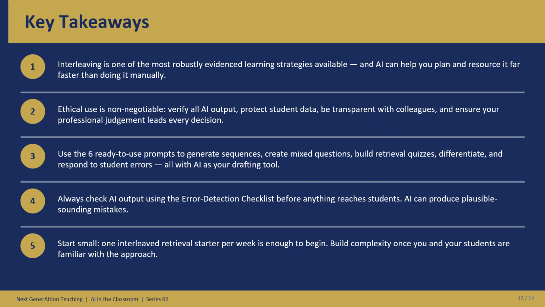4. Always check AI output before it reaches students. Use the error detection checklist on slide 11. It takes 5 minutes and it's always worth it. 5. Start small. One interleaved retrieval starter per week is a meaningful, manageable beginning. Build from there. You do not need to redesign everything at once, and you absolutely should not try to.